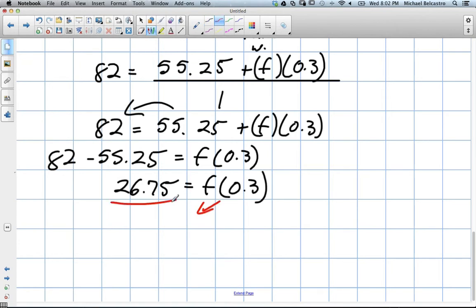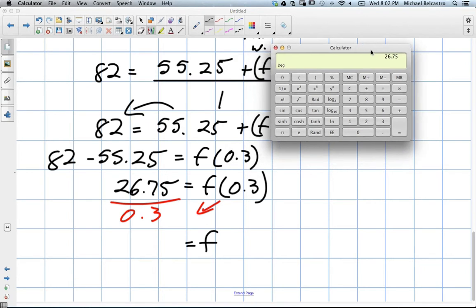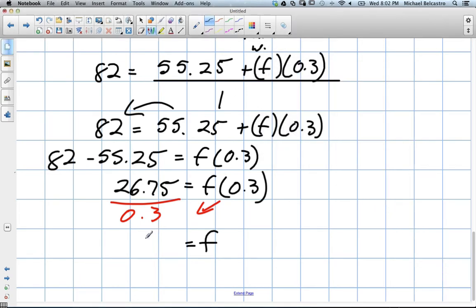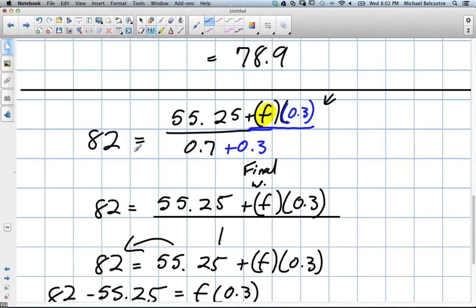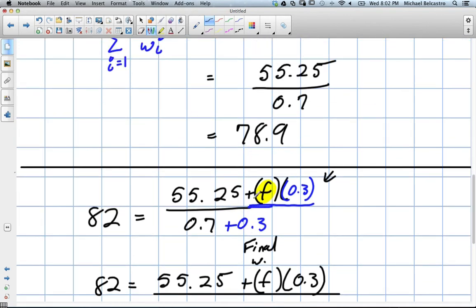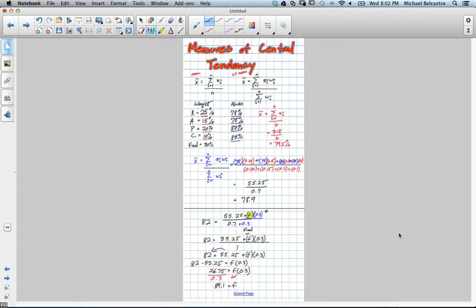This has to come over. We divide by 0.3. So our final grade, or what we needed to get on our final, is 26.75 divided by 0.3, which is 89.1. Okay. So in order for this person to actually get an 82, because their average was so far below it, and this had a low relative weighting, they had to get a very high mark just to pull it up to a grade of 82.